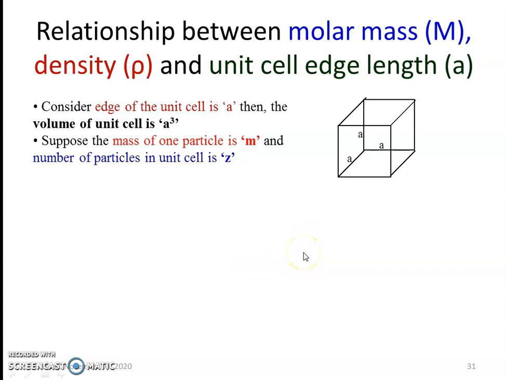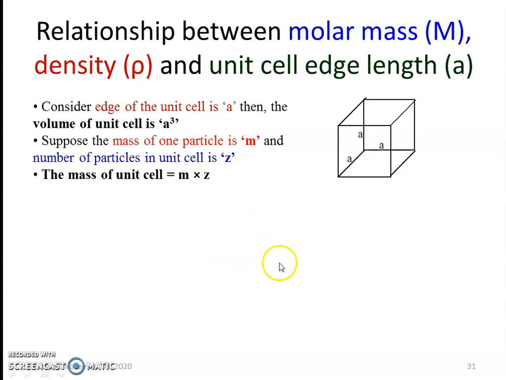Suppose the mass of one atom is m, small m, and the number of atoms or particles present in the unit cell is given by Z. For a simple cubic cell, the value of Z is 1. For a body centered cubic unit cell, it is 2, and for a face centered cubic cell, it is 4. That is, in a simple cubic cell, 1 atom is present. In a body centered unit cell, 2 atoms are present, and in a face centered cubic cell there are 4 atoms.